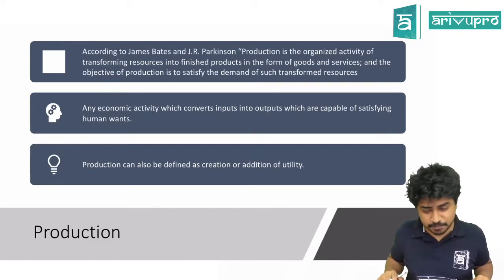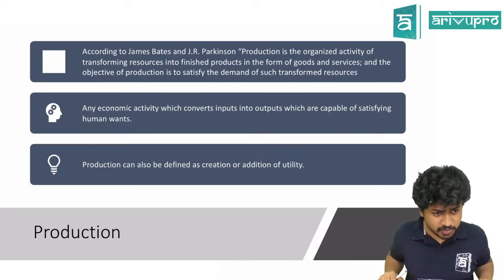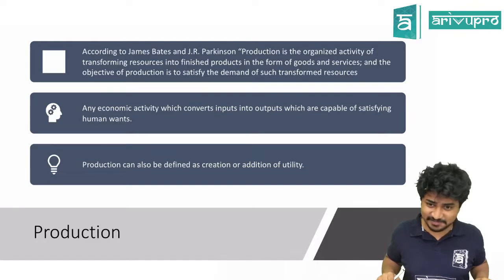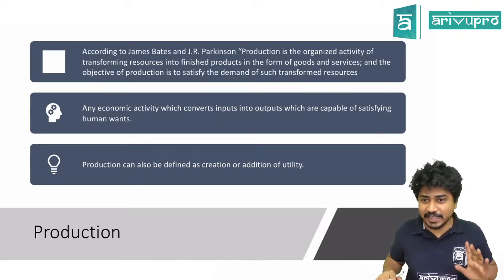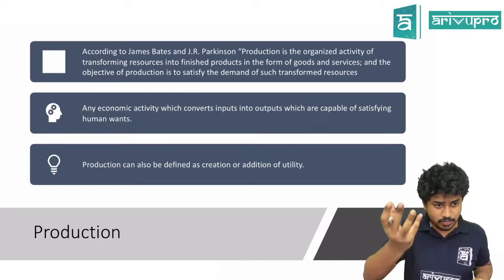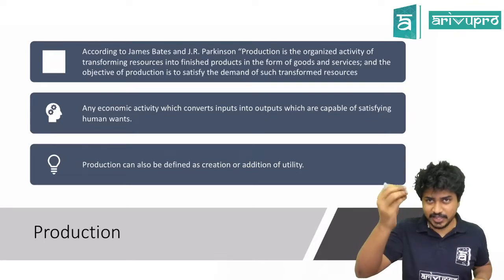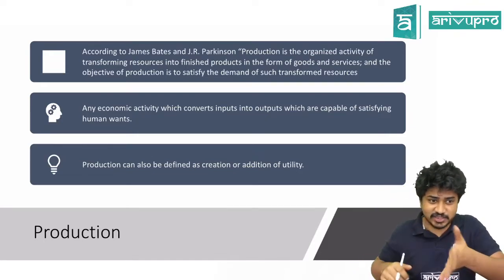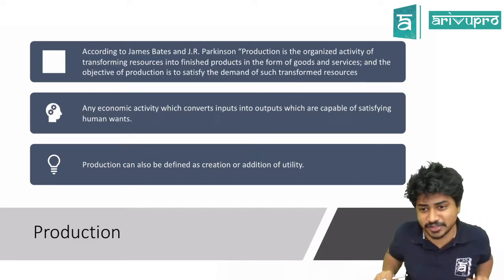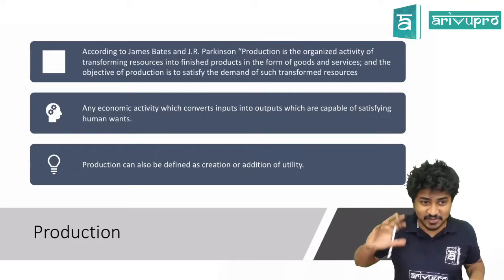Input into output. Okay. My mom wakes me up in the morning. She says, beta, class is there. She wakes me up and then she makes tea and gives it to me. She takes milk, sugar, tea powder, everything she mixes and gives it. Input, output. Production or not production? We have different answers.